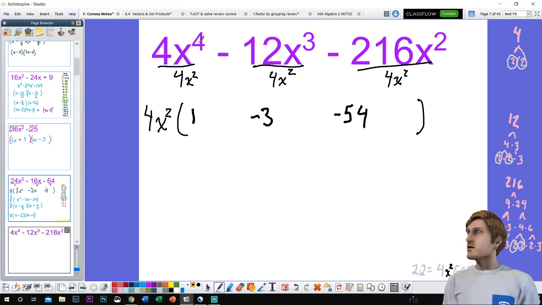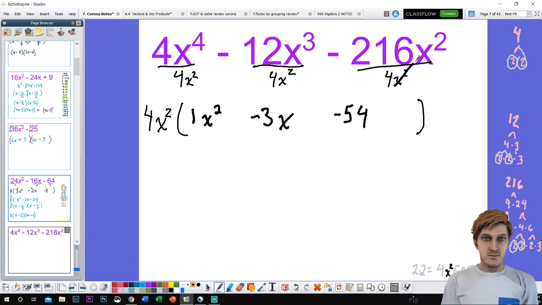Now let's work with our x's. Our variables here, 4 minus 2 gives me 2. Sorry, I'm allergic to exponents. Alright, 3 minus 2 gives me 1, and 2 minus 2 gives me 0 because the x's cancel.